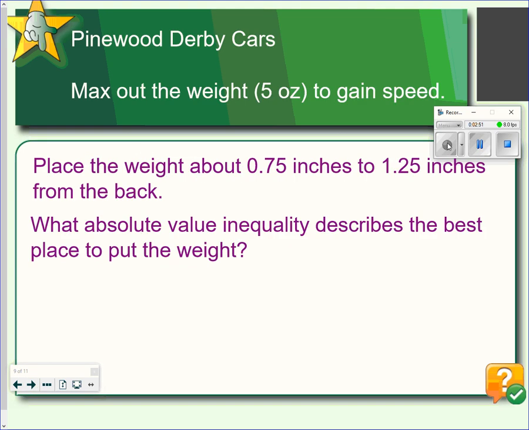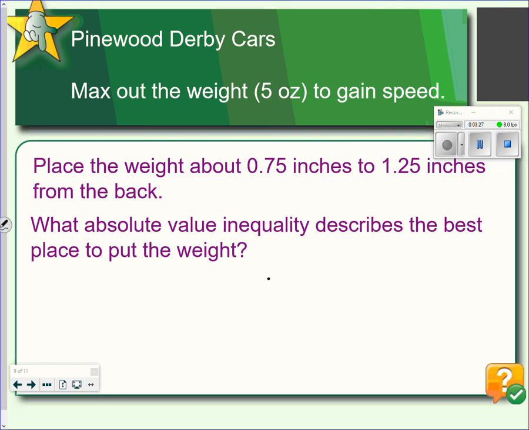So here's an application to this. If any of you have done the Pinewood Derby cars, this is where you create the cars out of a little block of wood and then run it down a ramp and see whose can go the fastest. Well, when you do these Pinewood Derby cars, the maximum weight you can put on the car is 5 ounces. And people that have done this a lot of times, they found the ideal place to put the weight is between 0.75 inches and 1.25 inches from the back of the car. So what we want to do is write an absolute value inequality that describes that ideal spot.